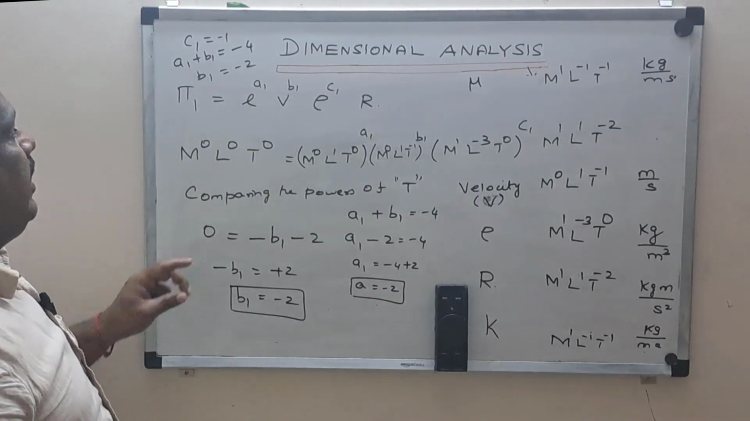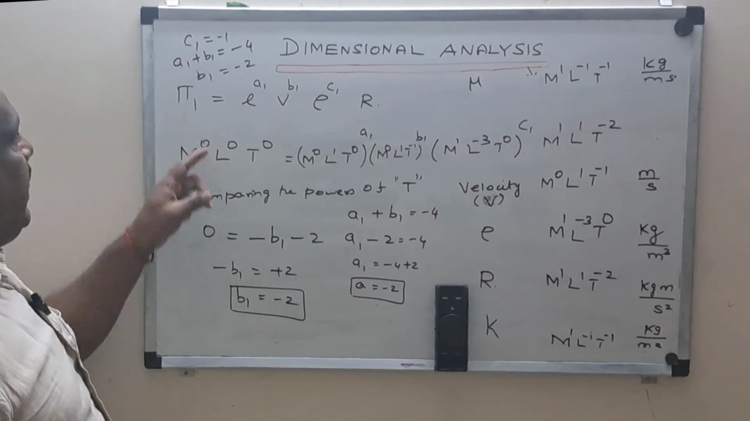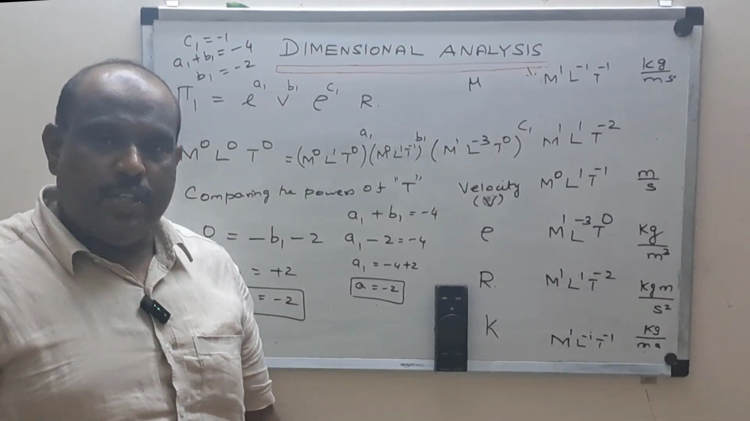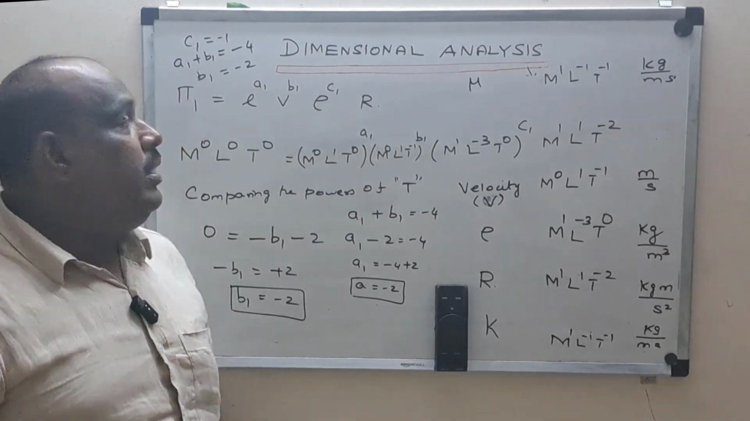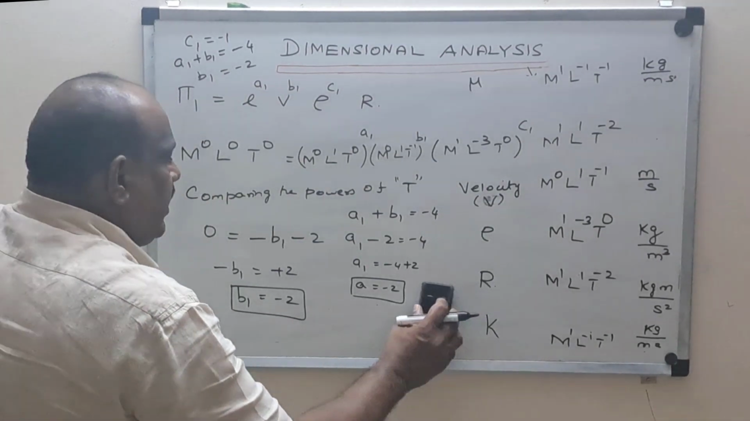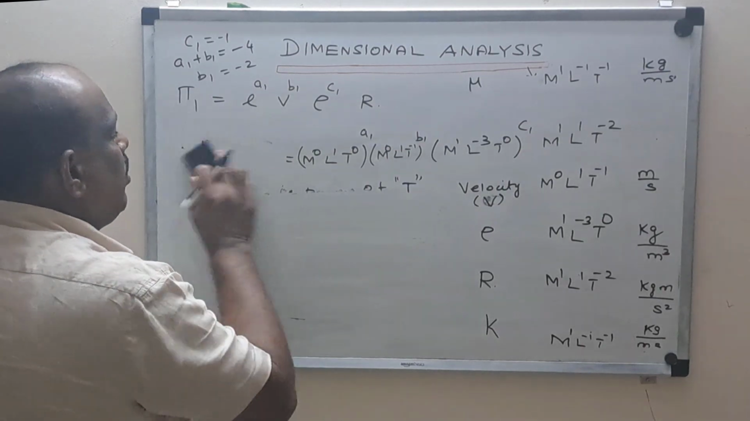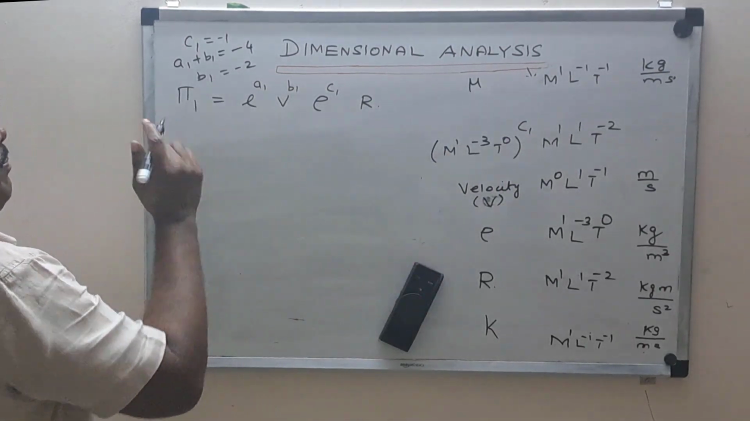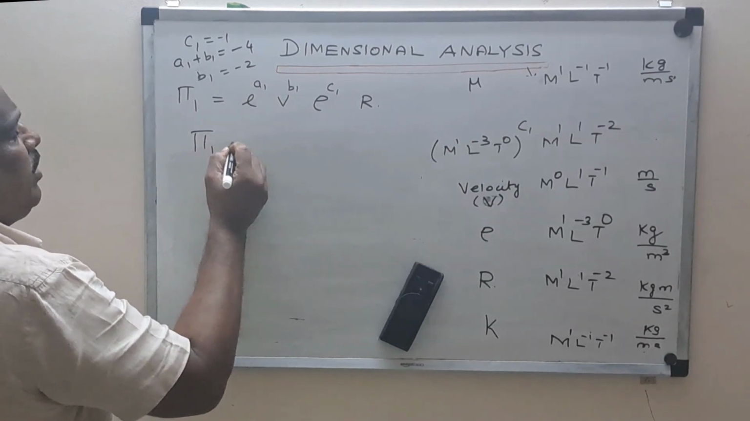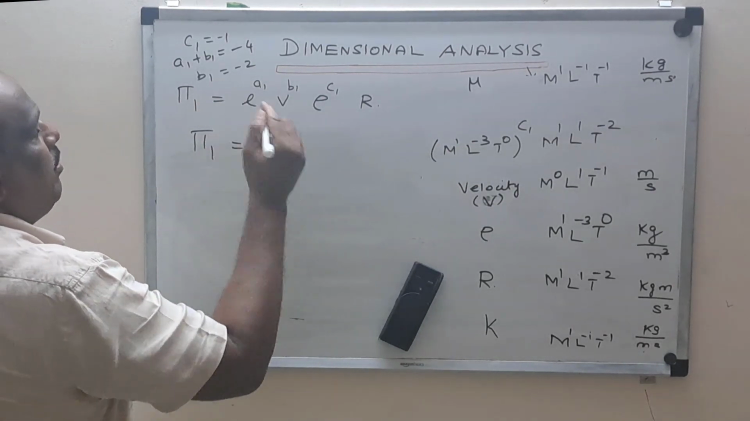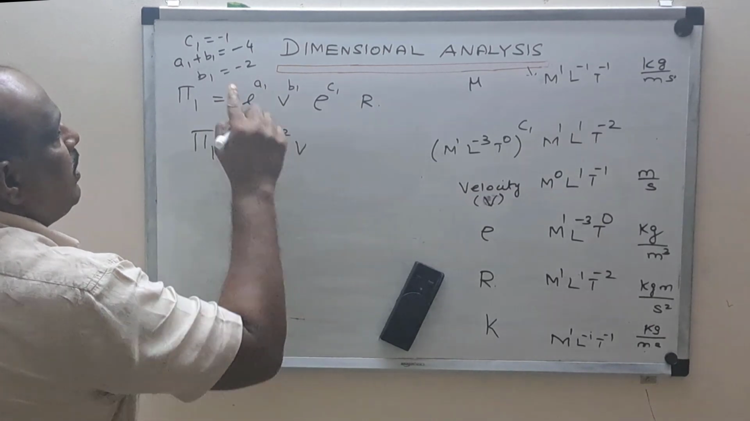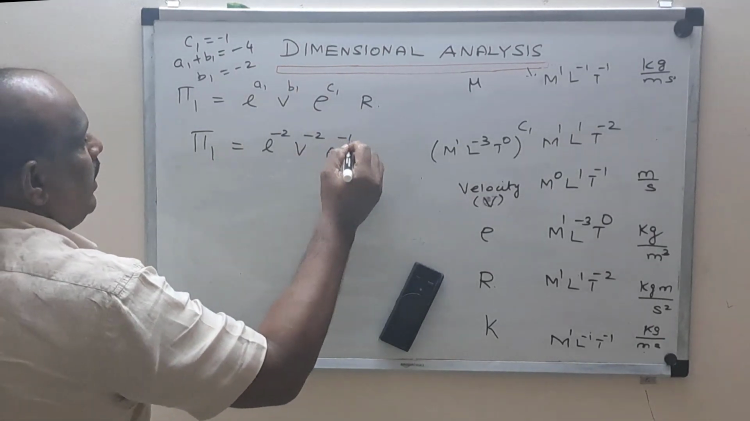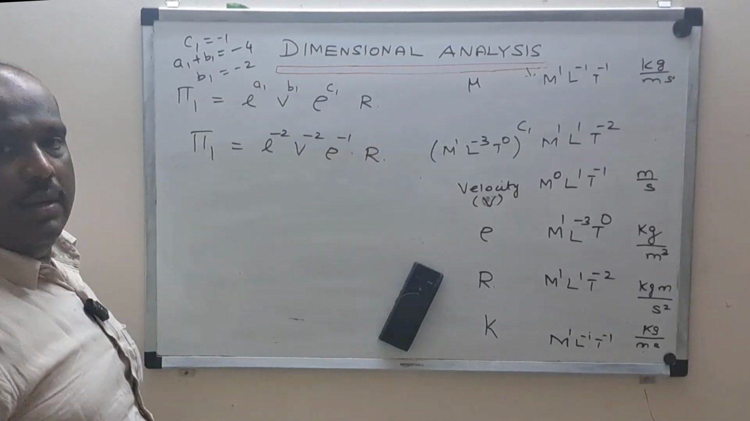So we got the value of A as minus 2, B as minus 2, C as minus 1. I hope you got it. Once you find the value of A1, B1, C1, what do you have to do? What is the purpose of finding this A1, B1, C1? Once again you write the same pi term. So pi term equal to L to the power A1, which is minus 2. What is B1? Minus 2. What is C1? C1 is minus 1, into R.